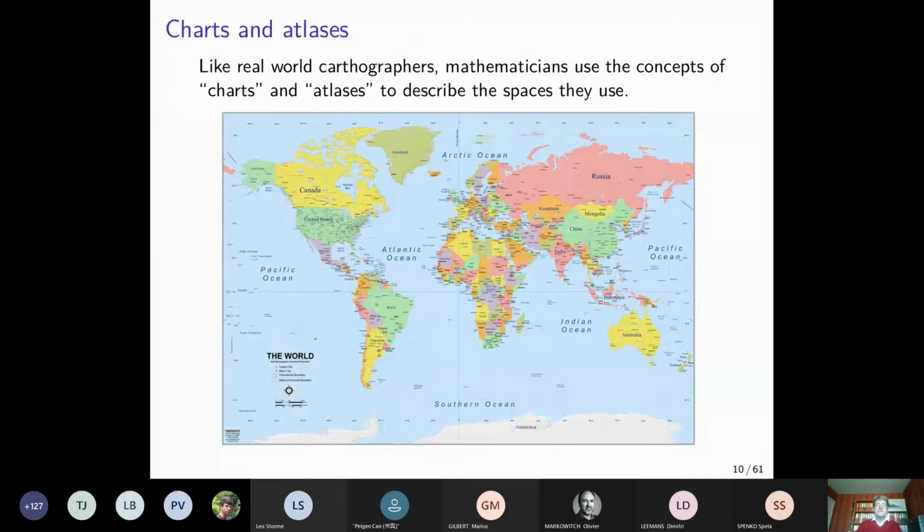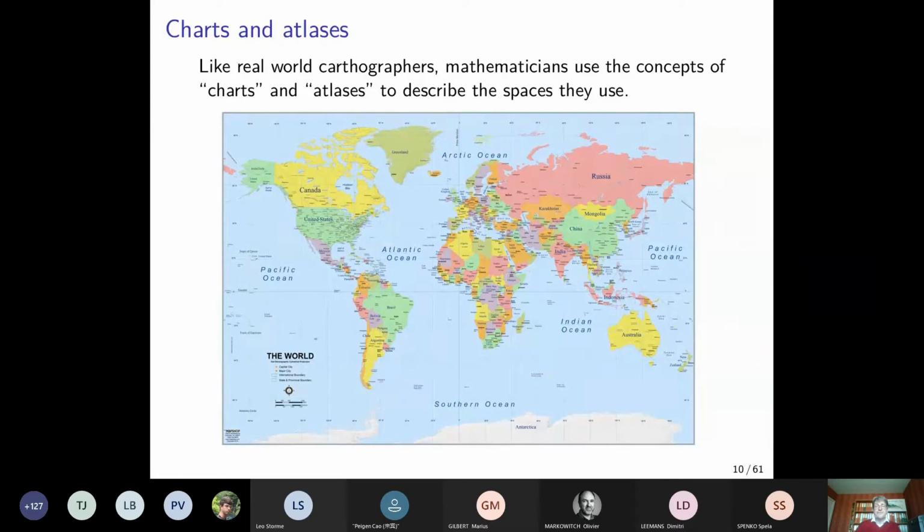Okay, so we talked about curved spaces, but how do we describe curved spaces? Well, it turns out that like real-world cartographers, mathematicians use the concept of charts and atlases to describe the spaces they use. Here you see a typical world map, and it is well known if one uses one map for the whole Earth, then there are enormous distortions near the poles. What is even worse is that the poles are not even represented by single points. They're spread out.